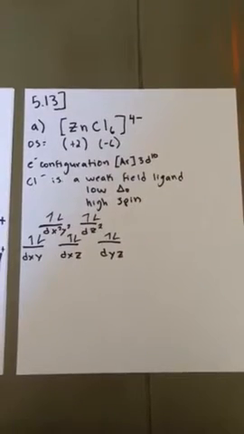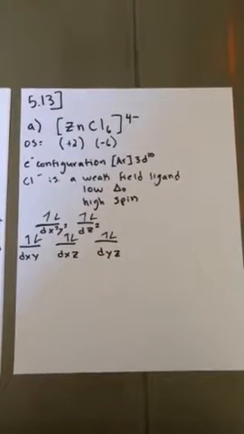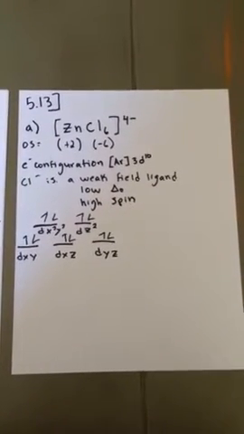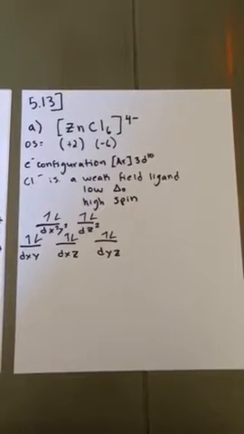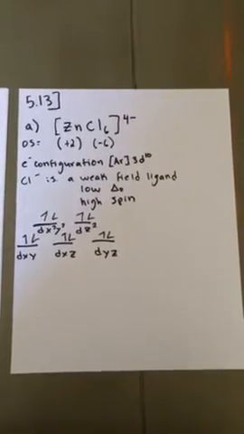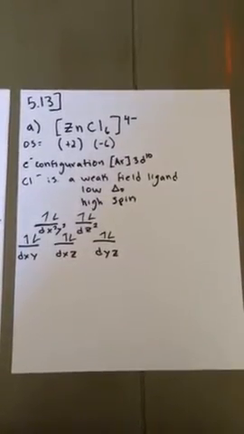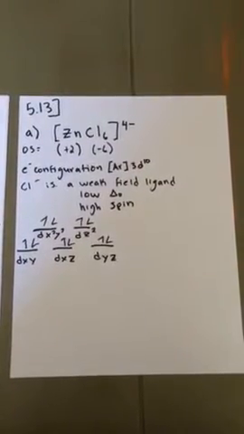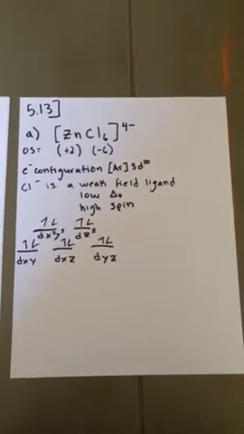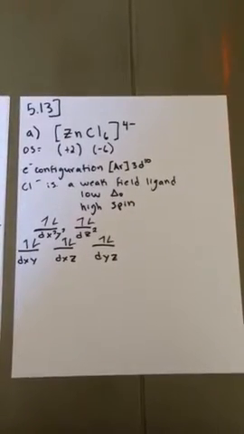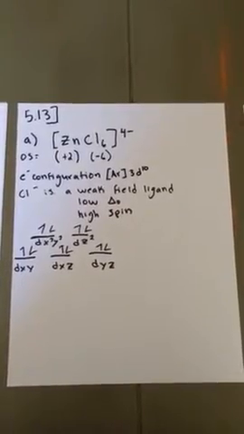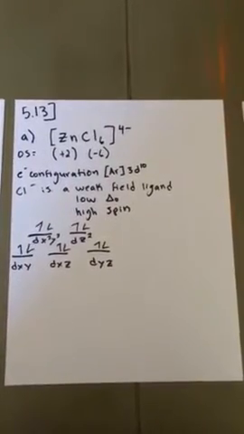Now, for part A, we first have to look at the oxidation state of zinc, and we know that Cl has a -1 charge, and there are 6 of them. So in order to get to the 4- overall, zinc is going to have a +2 oxidation state. Now with that, we can find the electron configuration of Zn2+, and the original electron configuration would be [Ar]4s2 3d10, and then when we take away 2 electrons, they're going to be taken from the 4s orbital, which would give us [Ar]3d10, because zinc wants to hold on to its d orbital electrons.